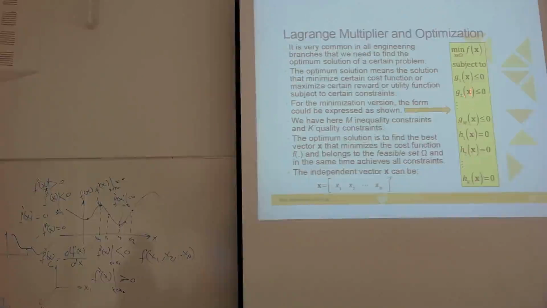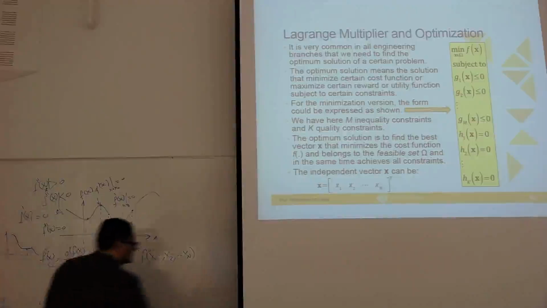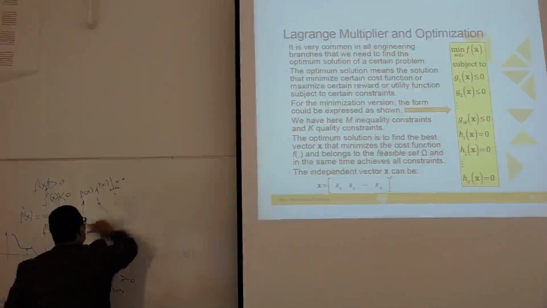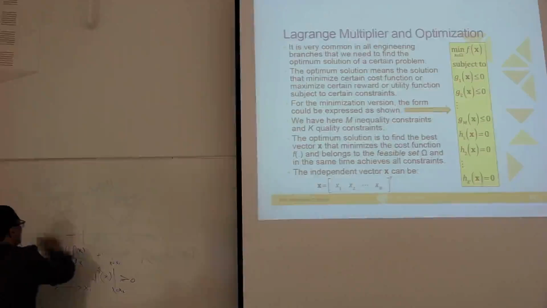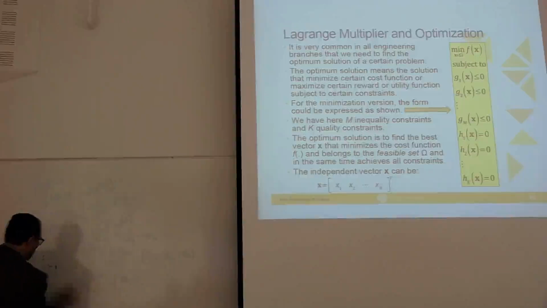So for those constraints, for example, we have inequality constraints: j1 of x should be less than or equal to 0, j2 of x should be less than or equal to 0, until jm of x should be less than or equal to 0. And we might also have some equality constraints: h1, h2 until hk equal to 0. This is a very, very important kind of problem that we will use a lot in this machine learning course.